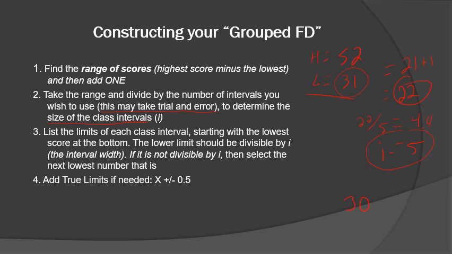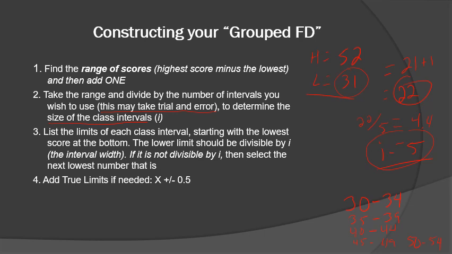And then from there, we count up a number equal to our interval. So we've got 30, 31, 32, 33, and 34. So 30 through 34 is our first interval. Our next interval starts with the next value, which is 35. We add 4 to that, going through 39. Then we've got 40 through 44. We add 5 to that, 45 through 49. And then finally, 50 through 54. And you see we ended up with 5 different intervals.